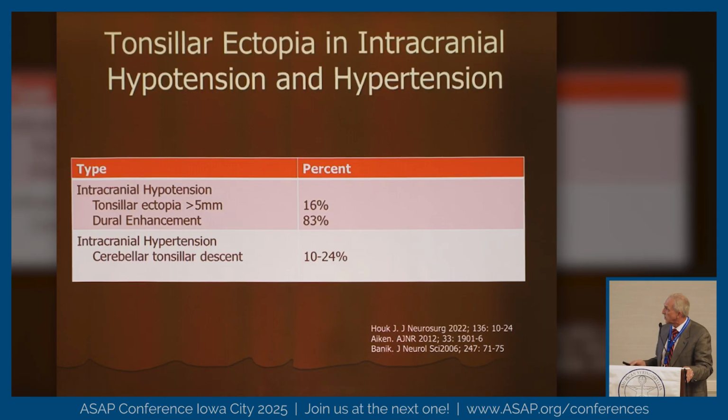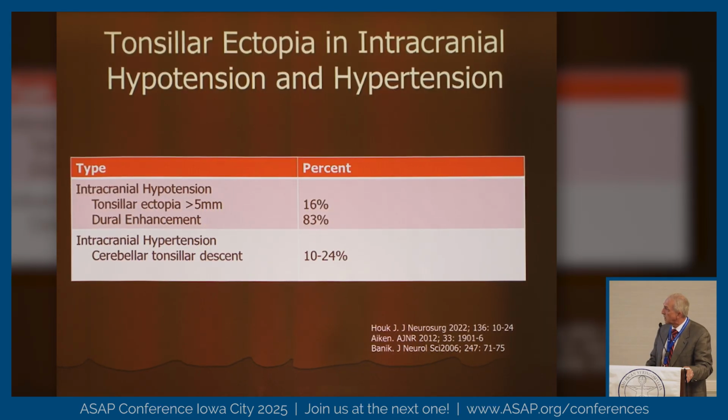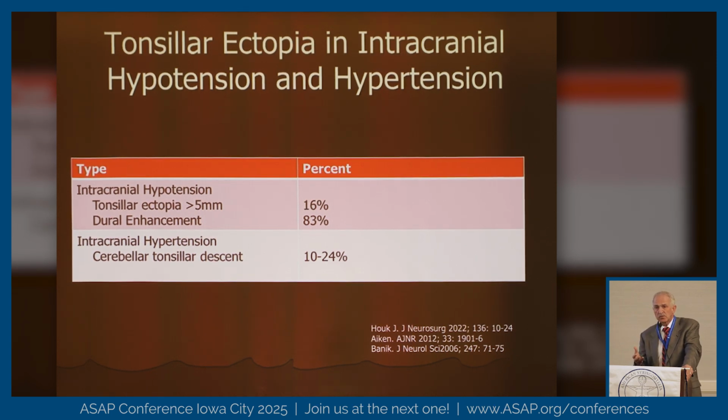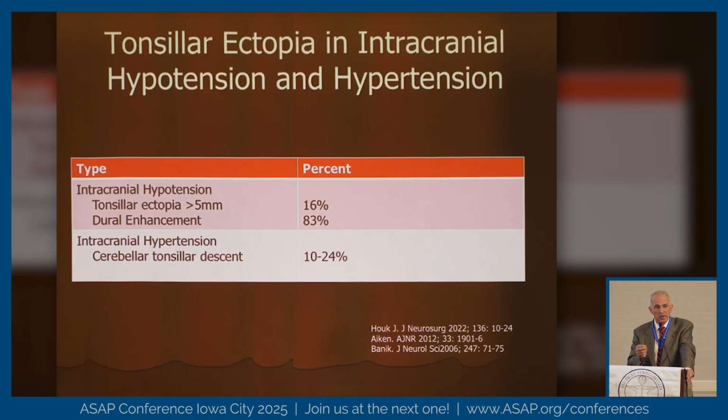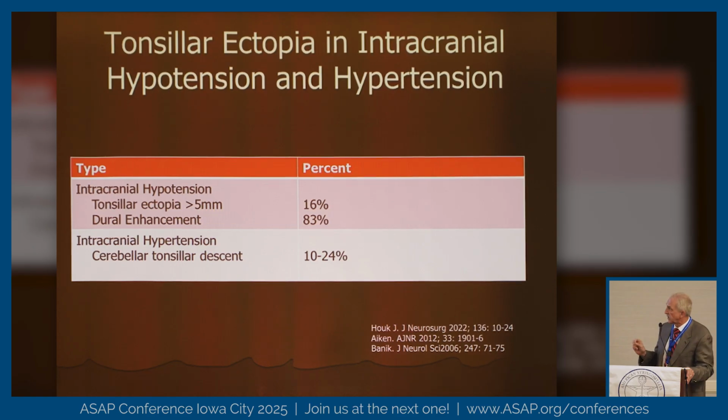So let's talk about Pseudochiari. This is interesting. So intracranial hypotension, about 16% have tonsillar ectopia more than 5 millimeters. And then dural enhancement occurs in 83%. I think most headache doctors would say that they would strongly recommend not doing Chiari decompression unless an MRI has been done with and without contrast to make sure there is no smooth dural enhancement. We'll show a picture of that in a minute.